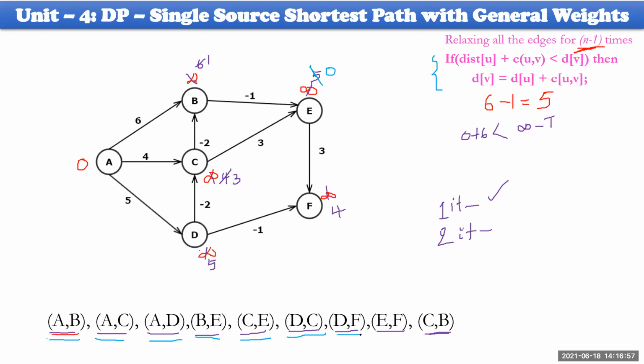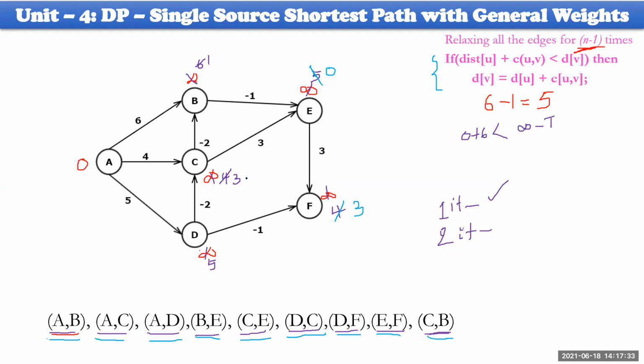Then followed by DE and DF. Here also there is no change at all. 5 minus 2, that is 3, already it is 3. So DF also, there is no change. EF: distance of E equal to 0, and the cost of E to F is 3. 0 plus 3 is 3. 3 is less than 4. Yes, it is true. So therefore, one more modification here, that is 3 here.